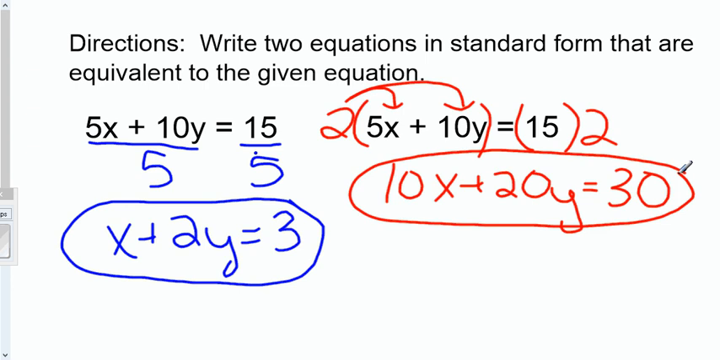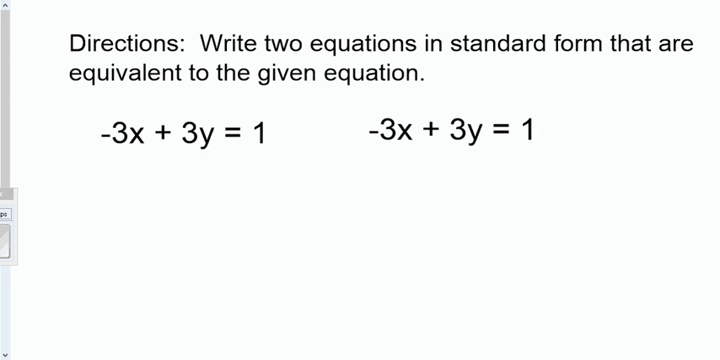All right, let's try another one. So here I have negative 3x plus 3y equals 1. I could divide both sides by something, but that's going to give me a fraction, and I really don't want to deal with fractions if I don't absolutely have to. So on this slide, I'm going to pick two different numbers to multiply by. One of my personal pet peeves is having a negative leading coefficient. I don't really like that. Again, if I can help it. Sometimes you can't help it, but here I can.